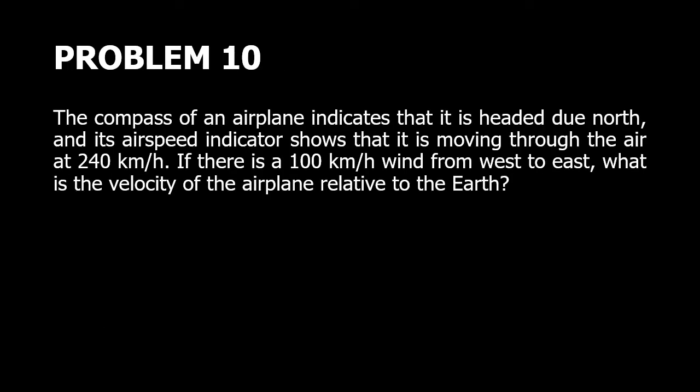The compass of an airplane indicates that it is headed due north, and its airspeed shows that it is moving through the air at 240 km per hour. If there is a 100 km per hour wind from west to east, what is the velocity of the airplane relative to the Earth? So we need first to write our given.